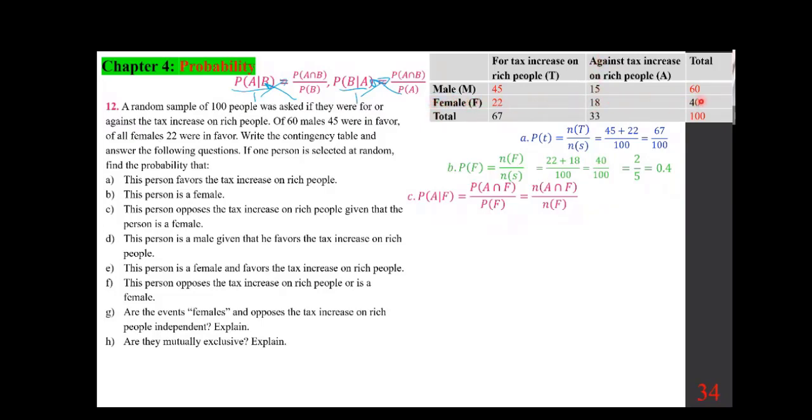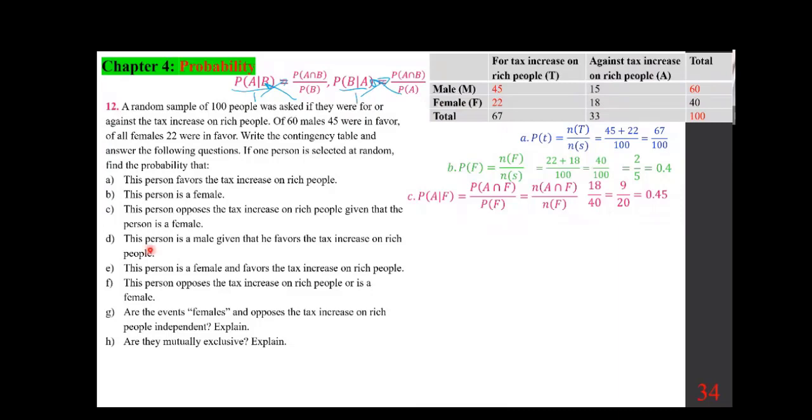Out of 40, how many are against? 18. Okay, that's why we have the intersection of A and F. So 18 over 40. Of course, we do the simplification if we can, but 18 over 40 is more important than anything else for anyone to see what's going on.